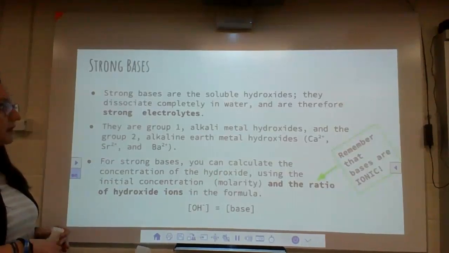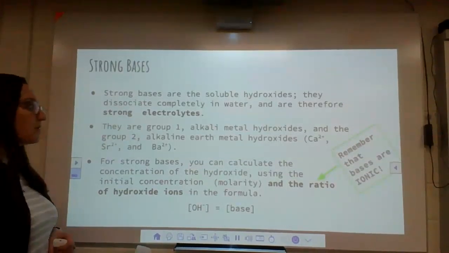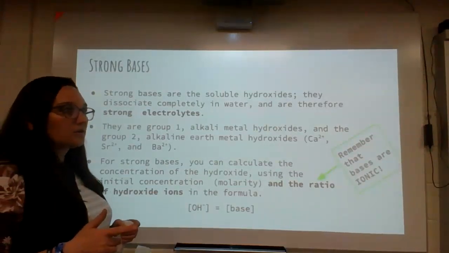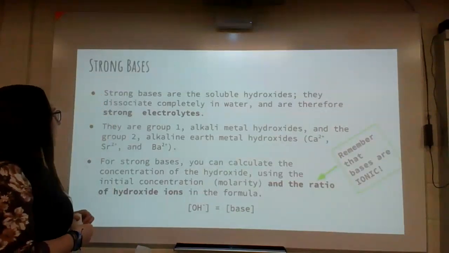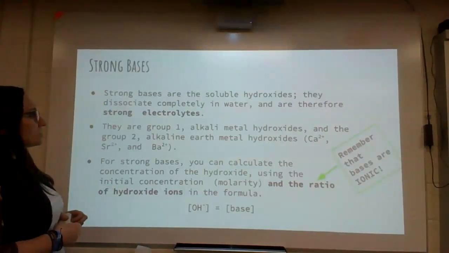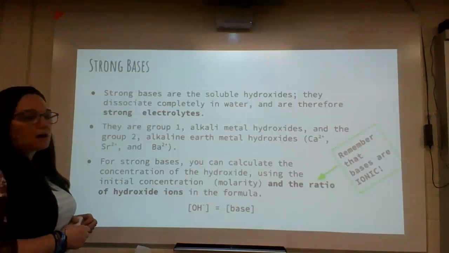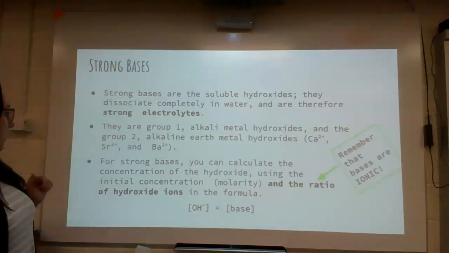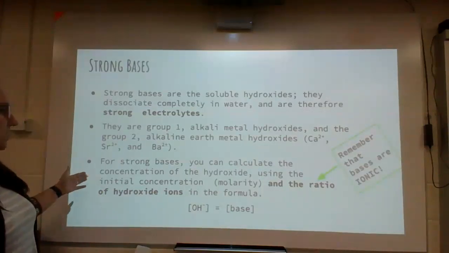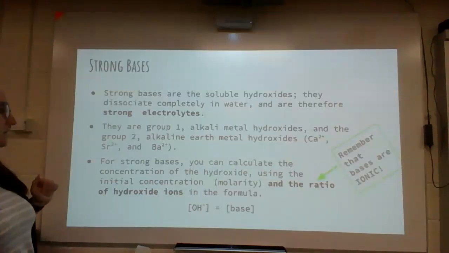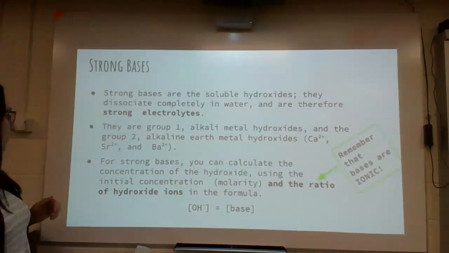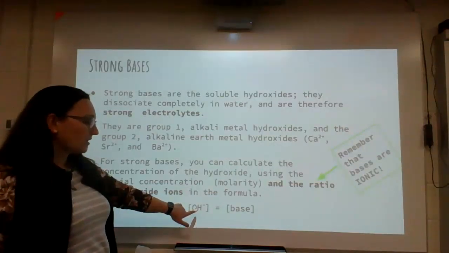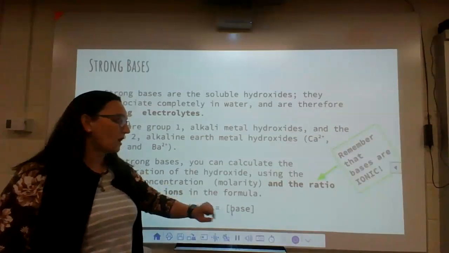Strong bases are the soluble hydroxides, and those are our alkali metal bases and our alkaline earth metal, group 1 and group 2, are the strong bases. And so these dissociate completely in water as well, and therefore are, again, strong electrolytes, meaning they will conduct electricity. For our strong bases, we can calculate the concentration of the hydroxide ion using the initial concentration, or molarity, and the ratio of the hydroxide ions in the formula. So the concentration of the hydroxide ion will be equal to the concentration of the base.